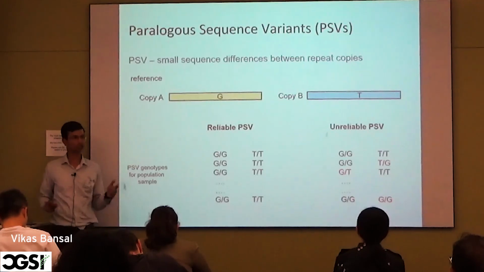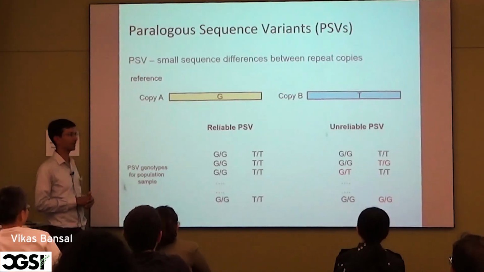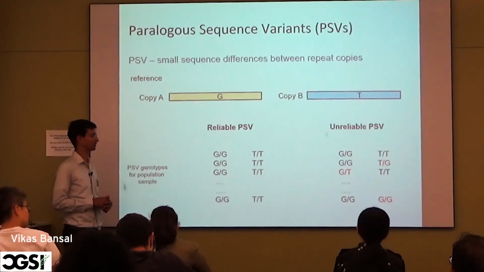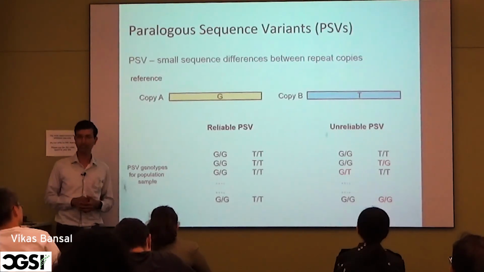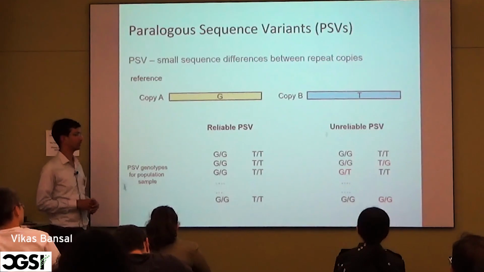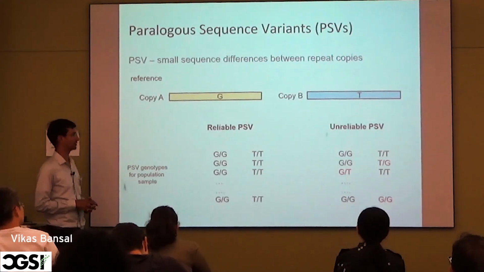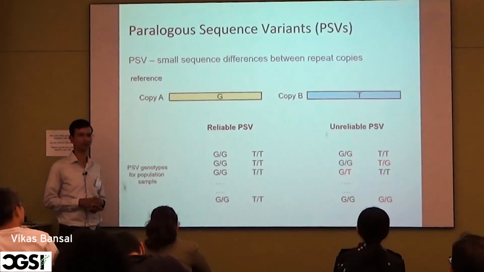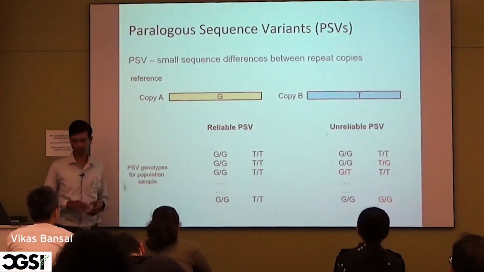And in contrast, we have the opposite case of an unreliable PSV. These are PSVs that coincide with a polymorphism, and so therefore you see that even copy B has the G allele present, and copy A also may have the T allele present. And so these PSVs are not very useful for deciding whether a read originated from copy A or copy B.